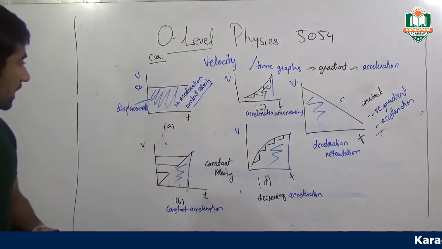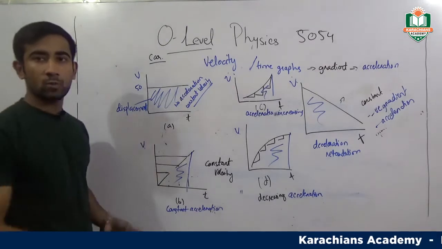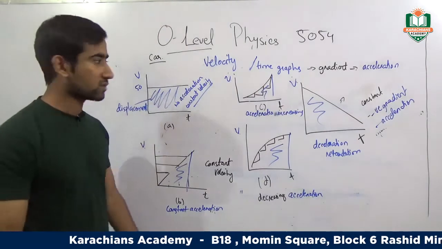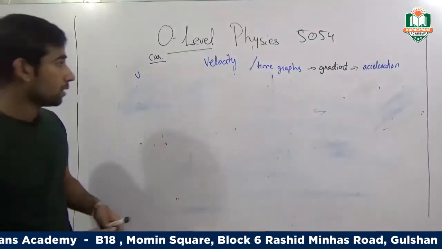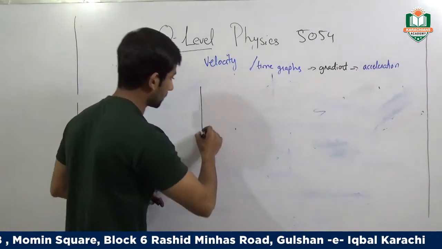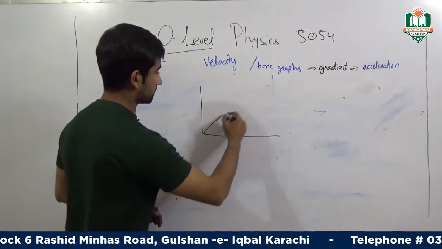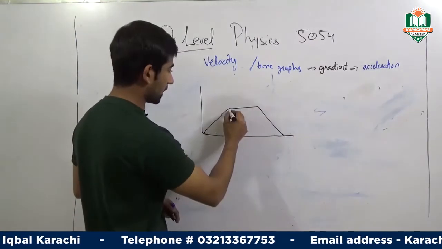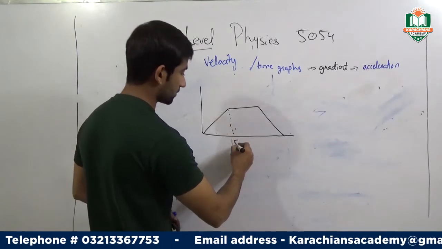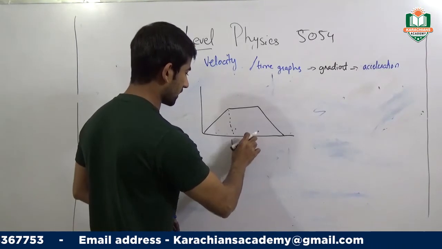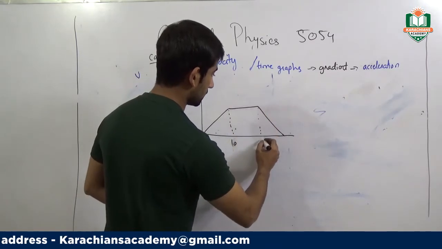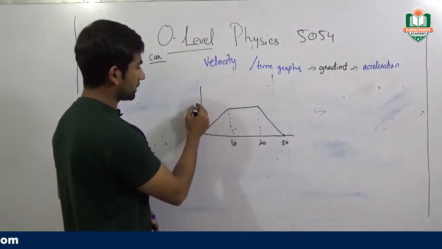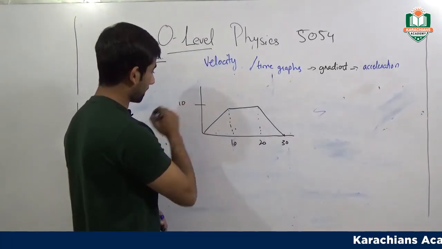Okay, let's just do a simple case of a graph, and we'll be doing a numerical along with this, along with these graphs, and then we will be moving on towards expression of free fall and then terminal velocity. So let's say we have a graph, and this graph is like this. Now let's say we take time as 10 seconds, 20 seconds, 30 seconds, and we will be taking velocity as, let's say, 10.